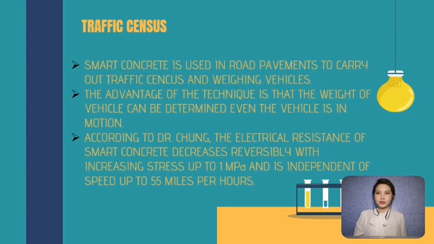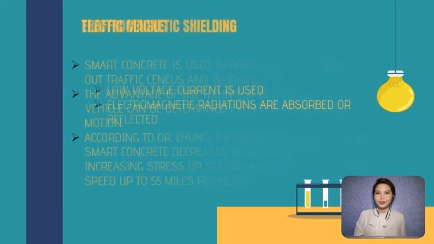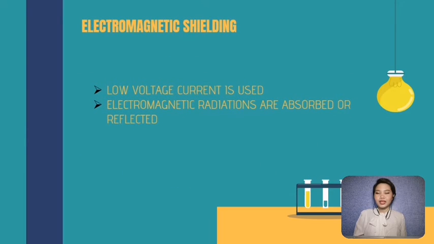According to Dr. Chung, the electrical resistance of smart concrete decreases reversibly with increasing stress up to 1 megapascal and is independent of speed up to 55 miles per hour. Next application is electromagnetic shielding. For that, low voltage current is used and electromagnetic radiations are absorbed or reflected.